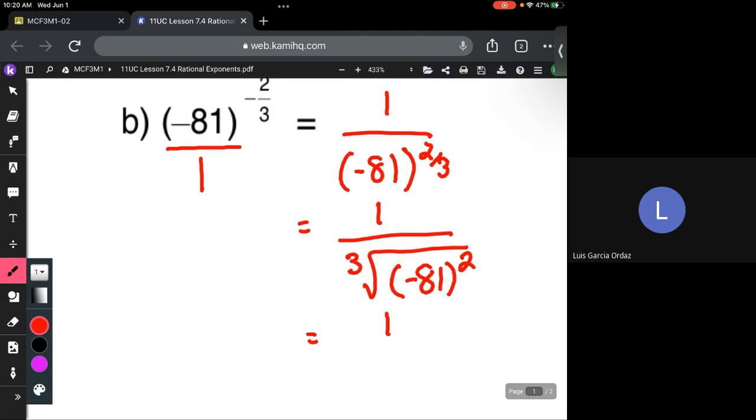So can someone tell me what my denominator is when you do negative 81 to the power of 2 over 3? I got 18. Or negative 18. I forget how to do negative on this. You got 18.7? I got negative 18. It should be positive.